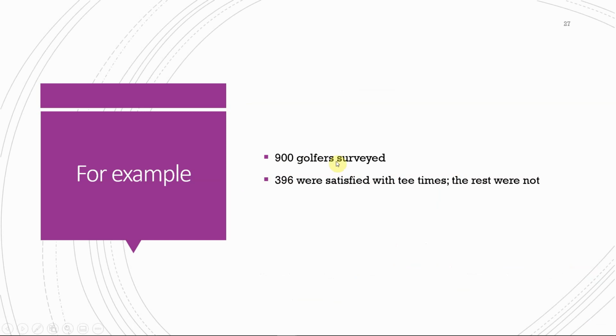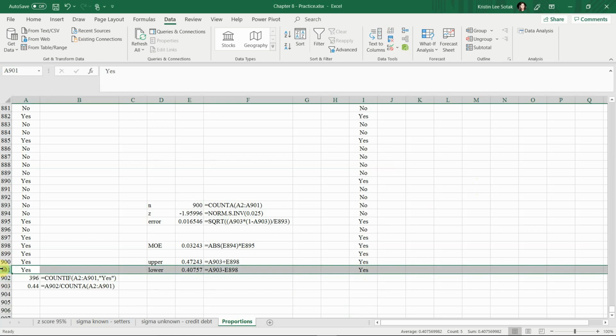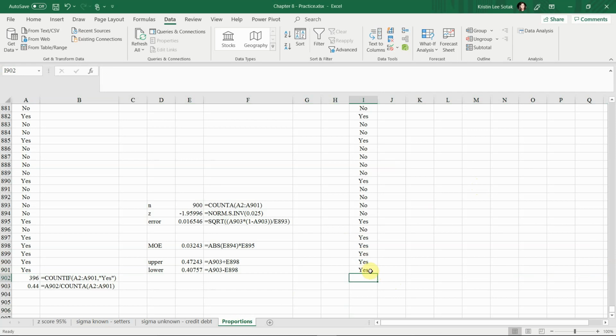Let's say that we survey 900 golfers and we want to know, are they satisfied with tee times when they go to golf. And let's say that we find that 396 of them are satisfied with tee times, and the rest were not. So it's basically yes or no. Let's look at the data. The data are in the Chapter 8 practice file under the proportions tab. Notice that there are 901 rows, and the first one is a label, so there are 900 observations. That would be too much to count.